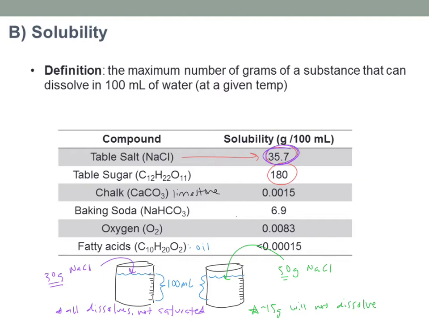That means that you're saturated. That means that you've hit the saturation point where no more will dissolve, and therefore we are saturated. This would be a saturated solution. And a saturated solution just means that you can no longer dissolve any more of that solute. And so in this case, we would see little piles of NaCl sitting here at the bottom that didn't dissolve. So these solubilities tell us at what point we reach saturation. How much can you dissolve?